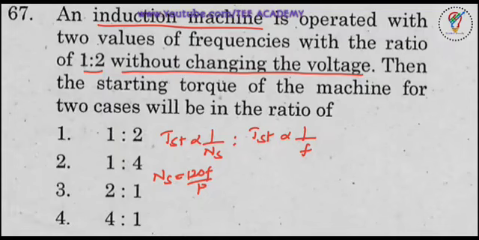Now as they are changing the frequency, let me take the formula here. So first time frequency is, let me say, F1. F2 will be how much? 2 times that of F1. So this statement is given in the question itself.